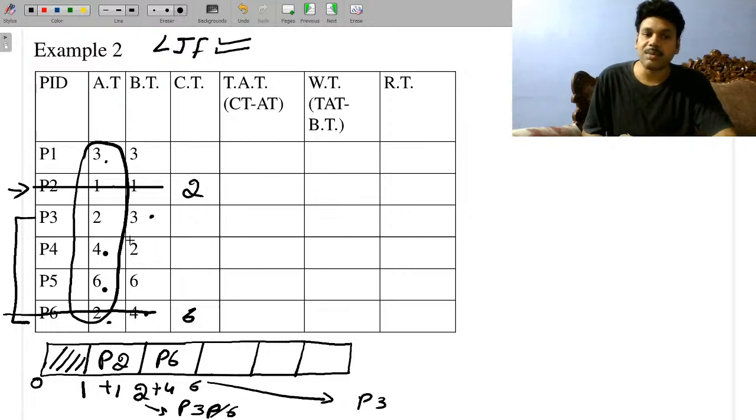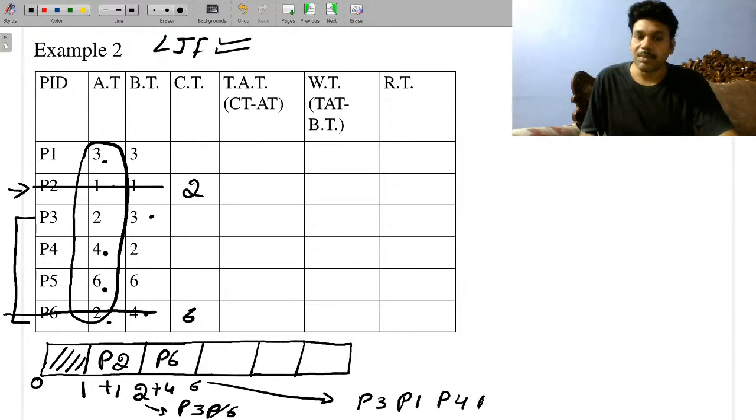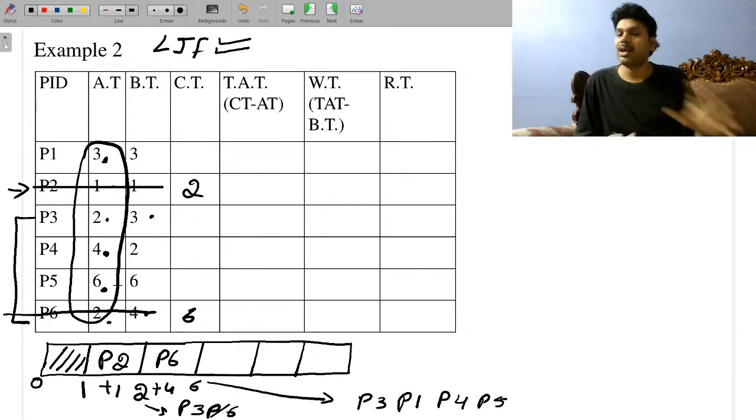Who others have come? Please observe. Already P3 is there in the queue. You see, at time 3 this process has come, that is P1, which entered. Then who else entered? P4 has also entered and P5 has also entered, because from 0 to 6, process P1 with arrival time 3 is added, this one is added, and this one is added. All processes are now in the ready queue.